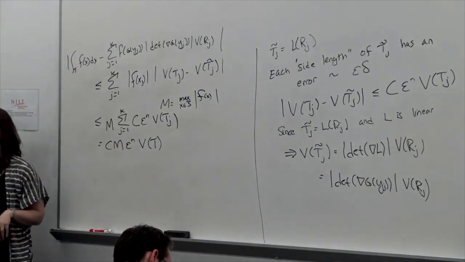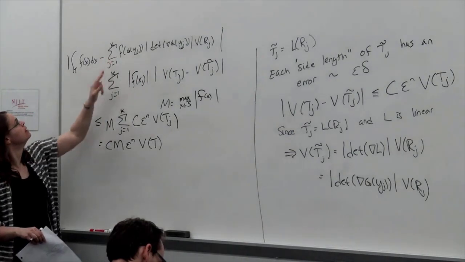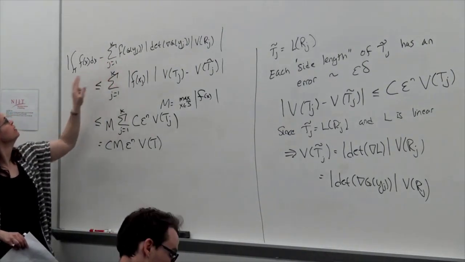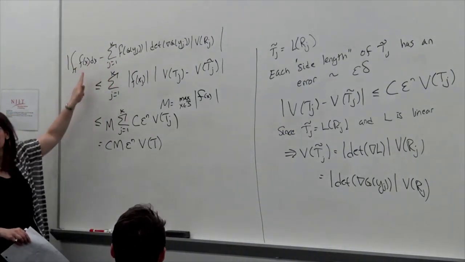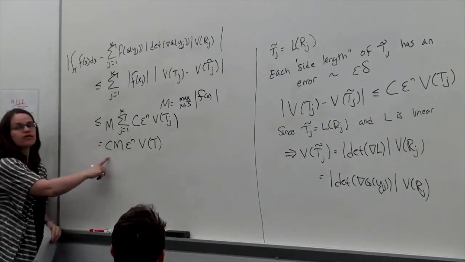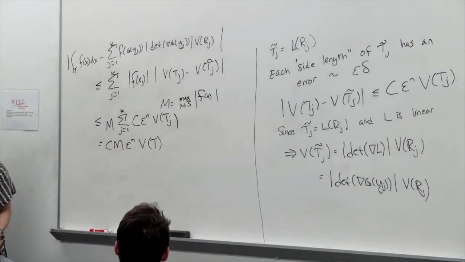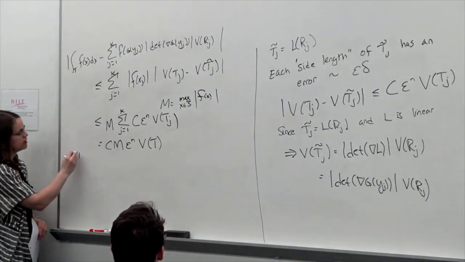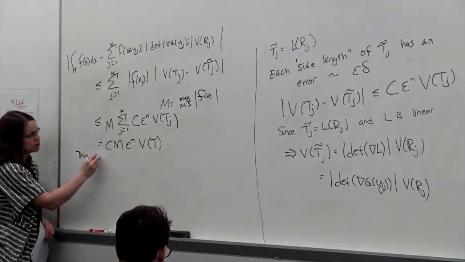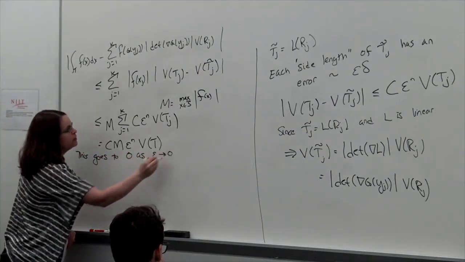And as epsilon goes to 0, what's the statement we want? If we're interpreting this as a Riemann sum, this is our candidate for the limit of the value of the integral, and we want to say that the difference can be made less than any epsilon, or than anything that goes to 0 with epsilon. Okay, so this right-hand side goes to 0 as epsilon goes to 0.